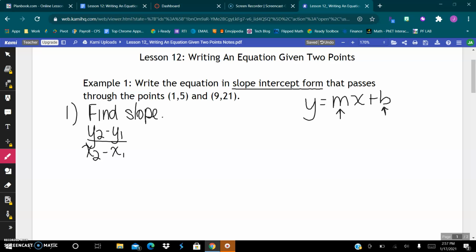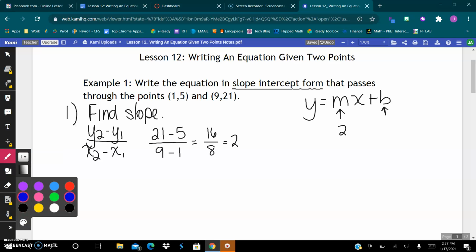So y2 minus y1, so y out of the second point is 21, minus y out of the first is 5. And then x out of the second point is 9, minus x out of the first is 1. So 21 minus 5 would leave us with 16, and 9 minus 1 is 8, and 16 divided by 8 is 2. So far we know that m is 2.